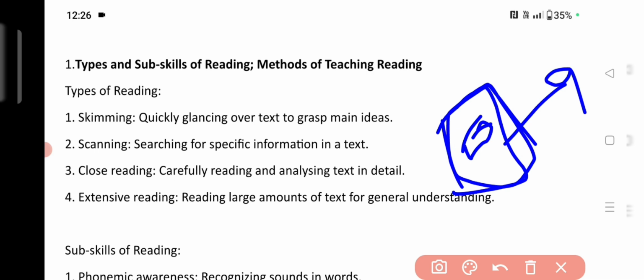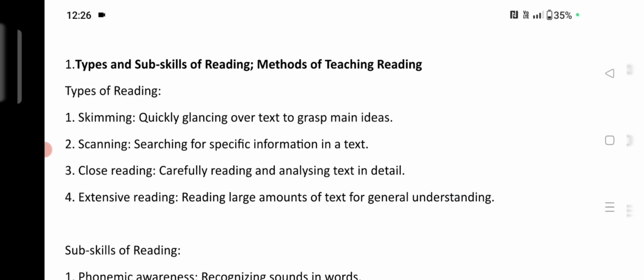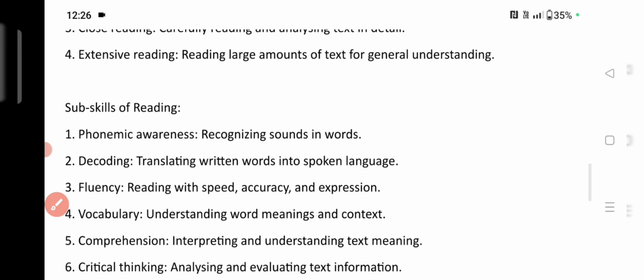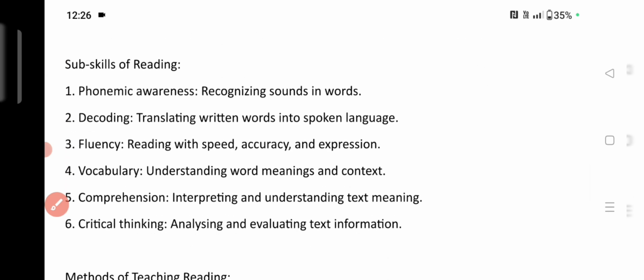Extensive reading, that means reading large amounts of text for general understanding. Some people will read large books and everything for general information purposes, right? Understand? So now the sub skills of reading. First is phonemic awareness, that means recognizing the sounds in words.